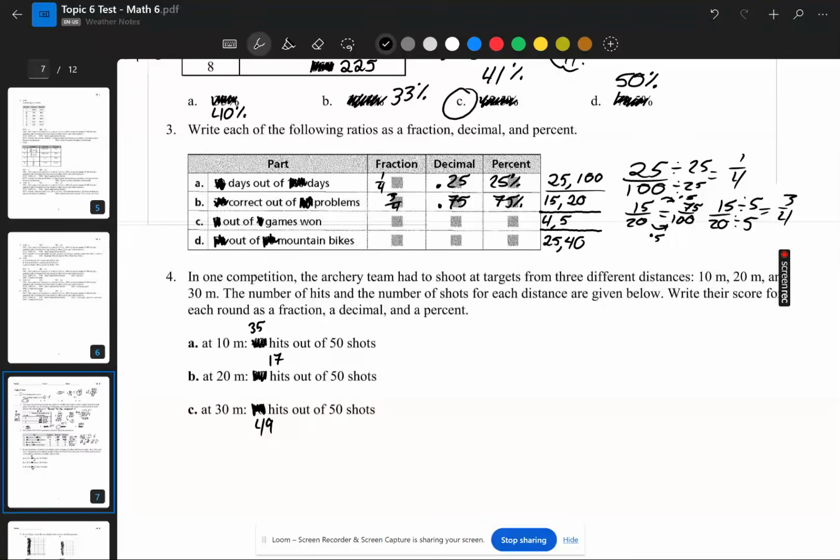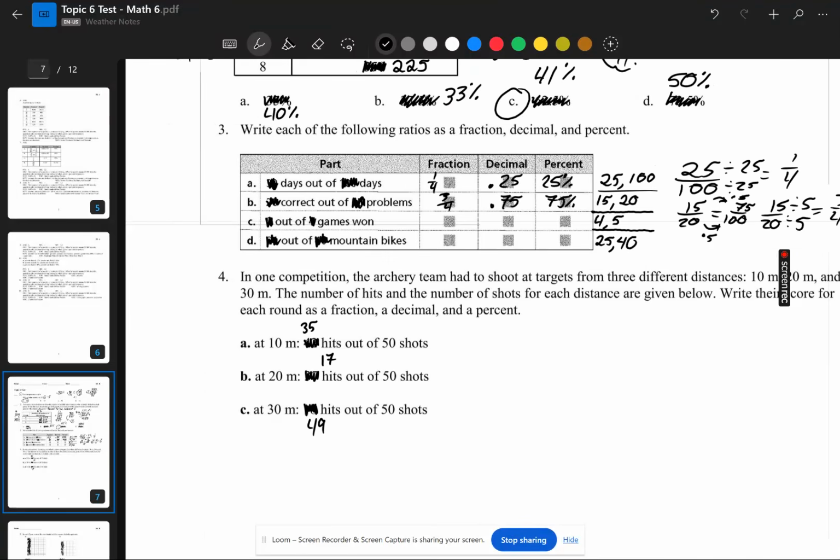This next one, 4/5. Kind of run out of room, I'll do 4/5 over here. I can do this times 20 and times 20. So that's going to get me 80 out of 100. So that percentage is 80%. This is 0.8. And then 4/5 is already as simple as I'm going to get. So that's 4/5.